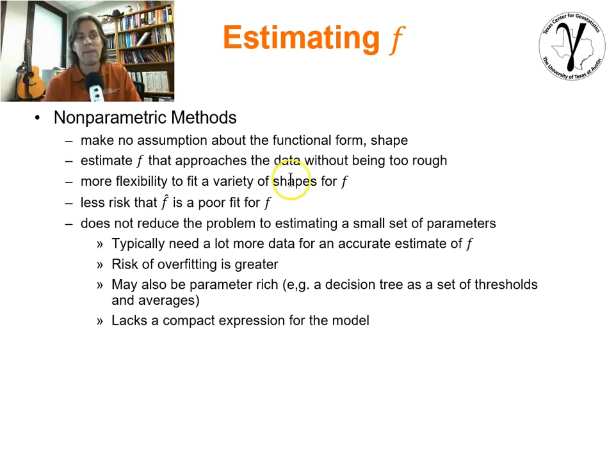More flexibility to fit a variety of shapes of f. Less risk that our estimate of the function is just a poor fit because it's able to adjust the data. But it does not reduce the problem to estimating a small set of parameters. What's that mean? We typically need more data for an accurate estimate of the function. And we're at much greater risk of overfitting because we find ourselves in a situation where we may have few data relative to many parameters.